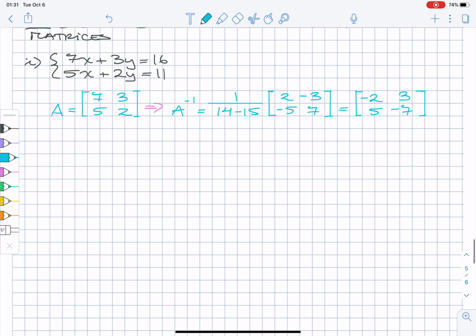Okay, I know that B is the 2 by 1 matrix of coefficients, or of constants rather.